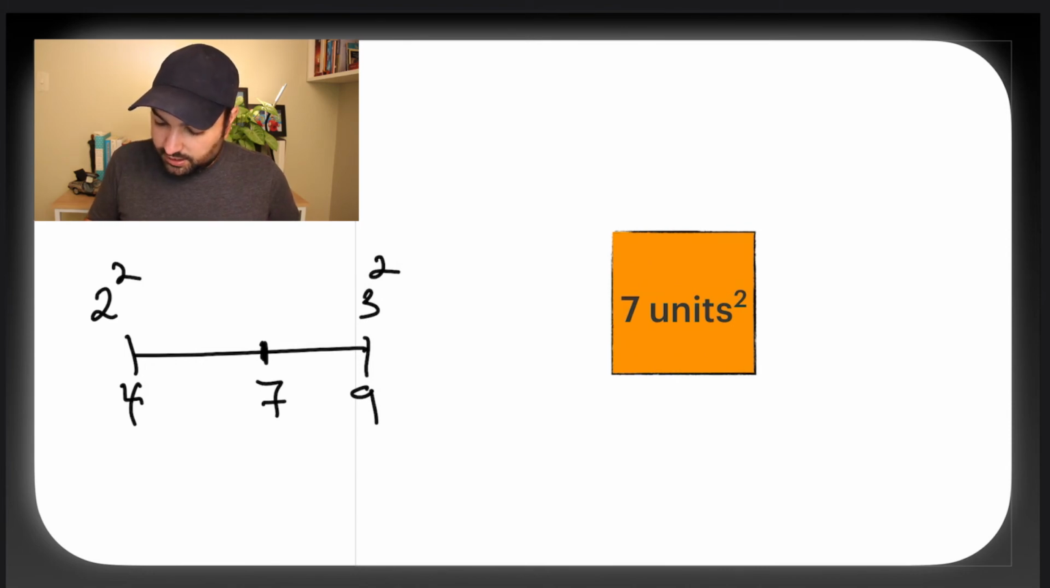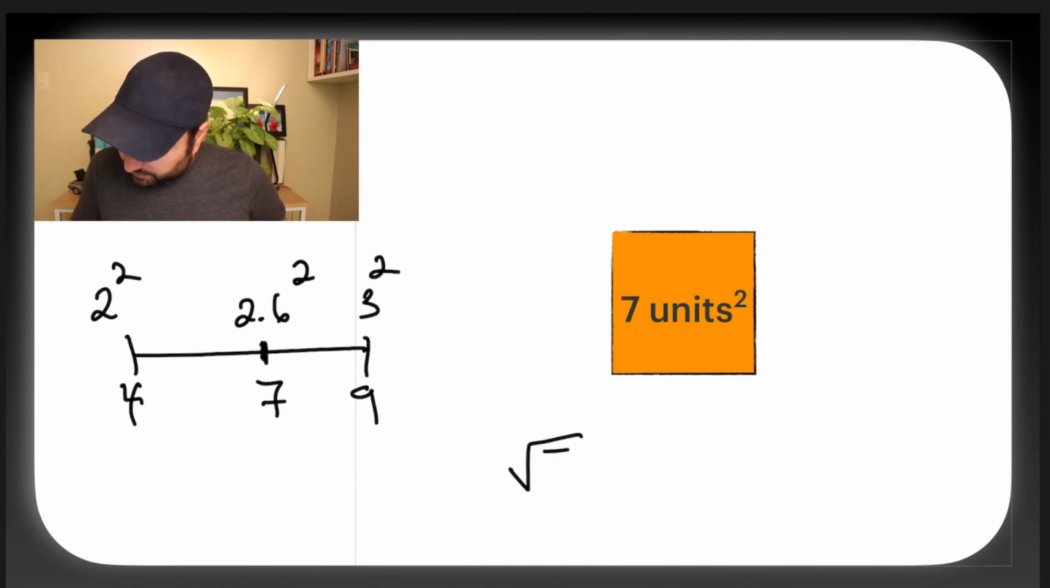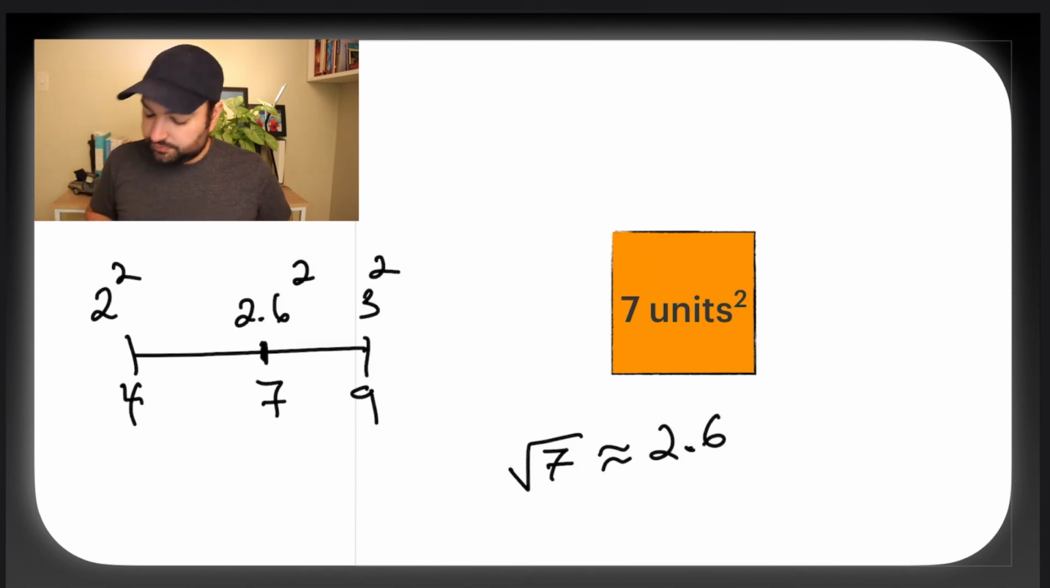And so I'm going to say that this number is probably somewhere around 2.6, maybe 2.6, 2.7. So it's just an estimate. We'll go 2.6 squared is probably where the square root of 7 is. So I'm saying here that the square root of 7 is approximately equal to 2.6. And that's just an estimate. I don't actually know what the exact answer is. But if we need to, we can go and check our answer using the phone.